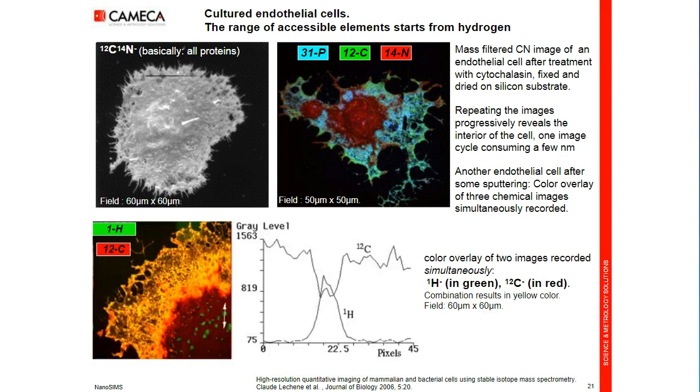And if you select hydrogen, you will be able to record also hydrogen mapping from any materials. Here it's a cell, but it can be metal or any other material. And this is why we have in the NanoSIMS an ultra-high vacuum chamber, to avoid any contamination from the residual gas.